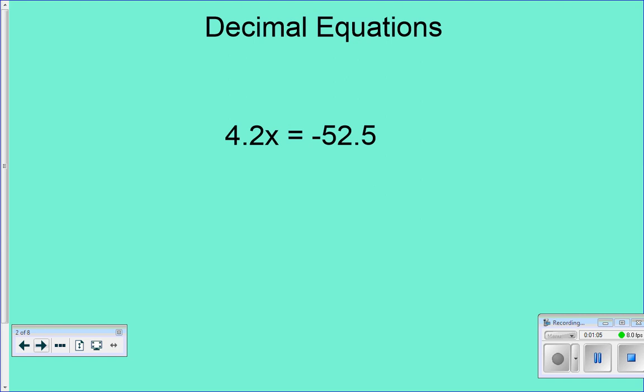Now you can put this example on your paper, but then I want you to stop. I want you to try to solve it. Okay, so before I solve this or show you what to do, let's just take a step backwards and talk about a problem or an equation without the decimal.